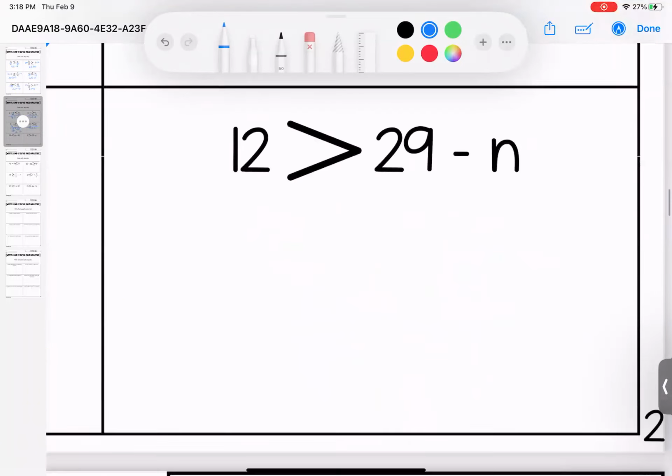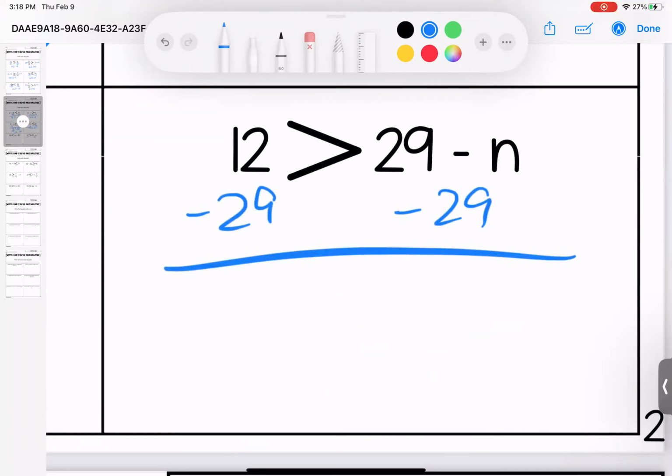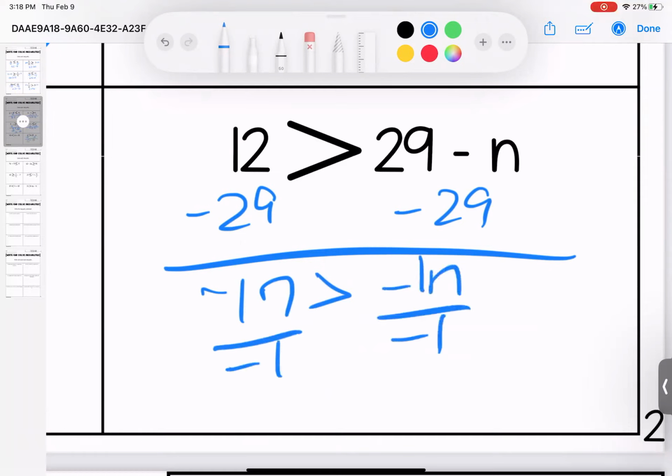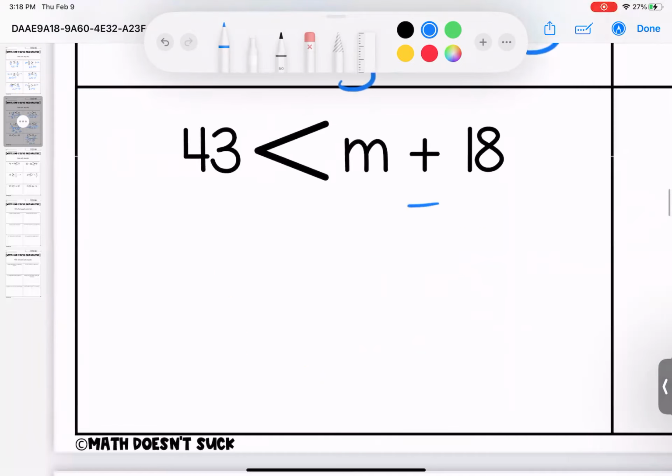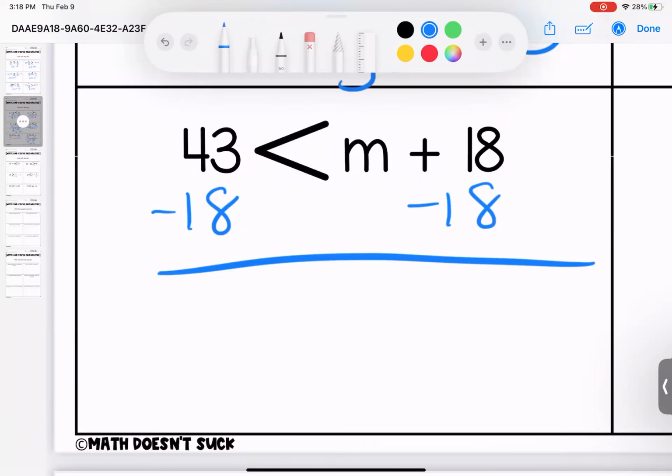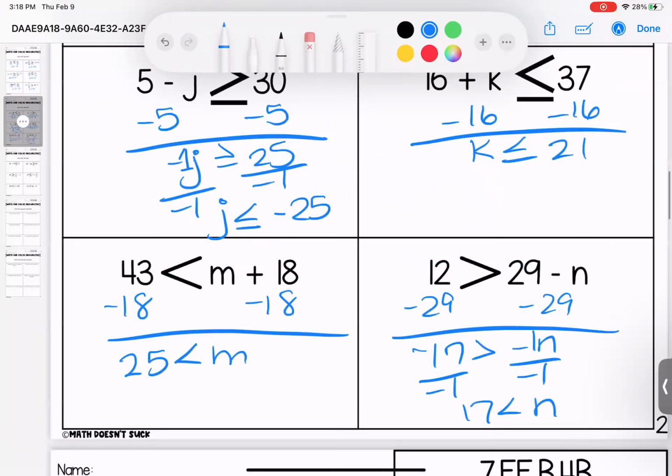Coming down to the bottom, I am going to subtract 29 from both sides. When I do that, I have 7 and a 1, but it's negative, is greater than -n. Again, that's like a -1. Gonna flip it. 17 is less than n. Over here, subtracting 18 from both sides. When I do that, I have 25 is less than m. Any questions? Bring them with you to class.